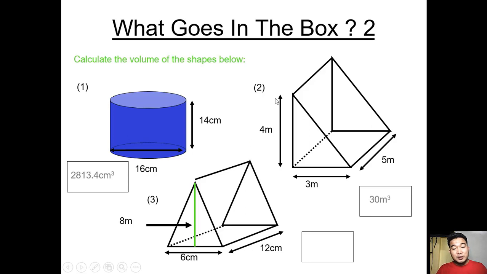Number 2, so we solve for the area of this. 4 times 3 is 12, divided by 2 is equal to 6 by 5, that is 30 cubic meters. And then for here, we solve for the area of the triangle, so that's 6 centimeters. This is not a right triangle, by the way, so we need the height of the triangle. So 6 by 8 is equal to 48, times 12 is equal to 288 cubic centimeters. And that is how we solve the solid or the volume of the given solids.